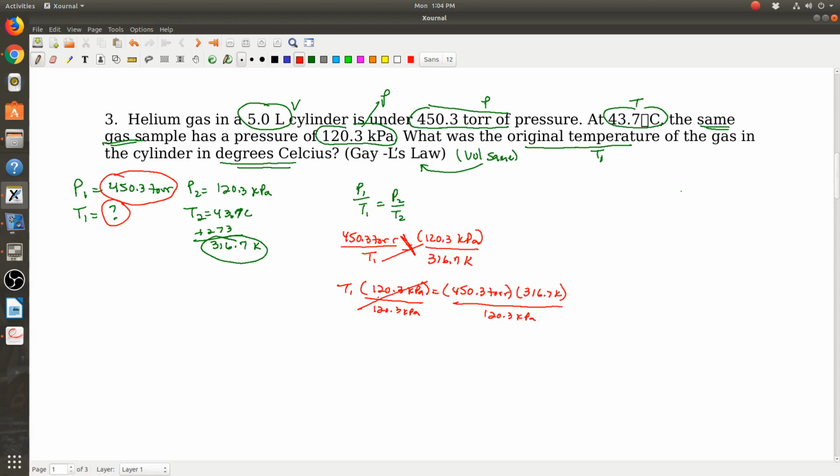Well, now I've just noticed a new problem. Do you see it? My torr and my kilopascals can't cancel. That means one of them needs to change. So since the 120.3 is on the bottom, I'm going to change that one. I could have changed 450.3 torr to kilopascals or 120.3 kilopascals to torr, but I got to change one of them so the units will cancel. So we're going to change 120.3 kilopascals to torr.